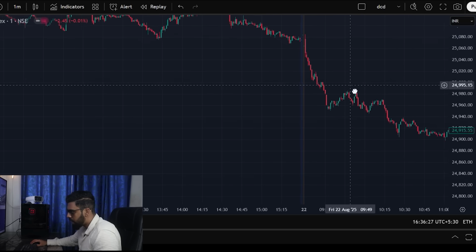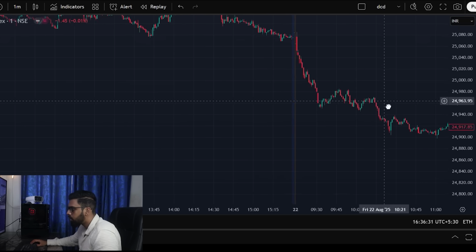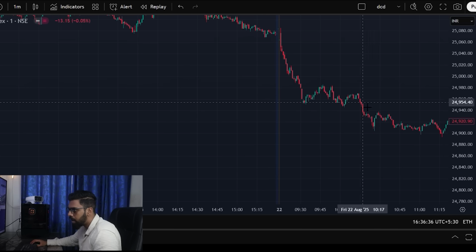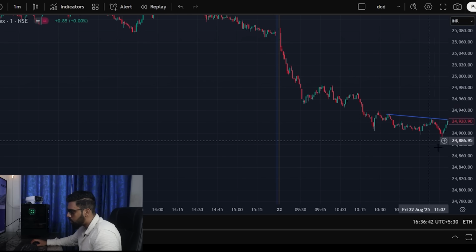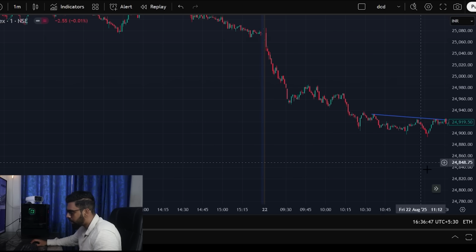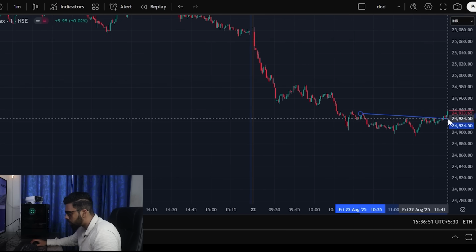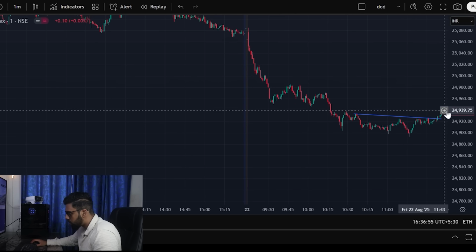Is there a W pattern? Do we see? Yes, we do have a W pattern forming here. So let's join the neckline. What W pattern has two bottoms, neckline, and a breakout? Do we have a breakout? Is the question. Yes, we do have the breakout over here, and we also have the confirmation candle over here.